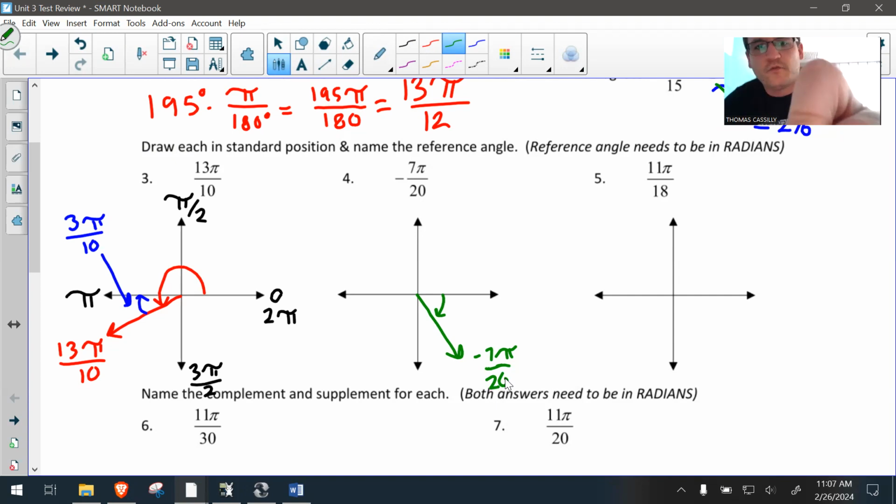All right. So the reference angle just gets us back to the x-axis, and in this one, it's just going to be a positive 7 pi over 20. And now the next one is 11 pi over 18. So if you think half of that is going to be 9 pi over 18. So this does go past the halfway point. All right. So how much past the halfway point? Not too much.